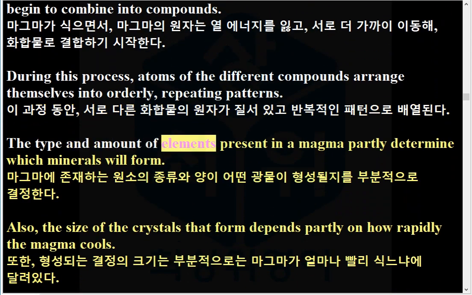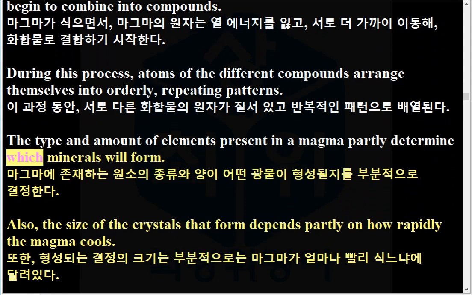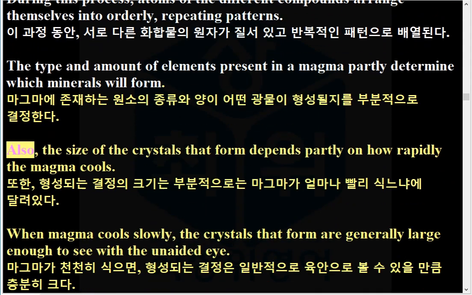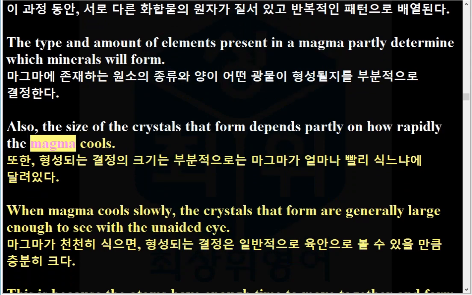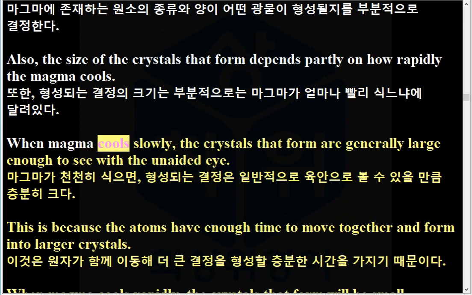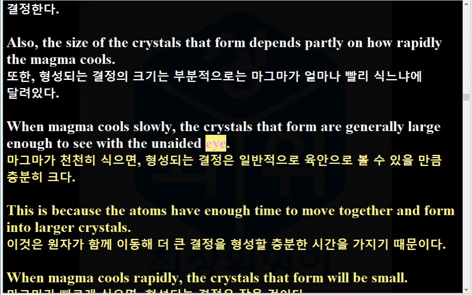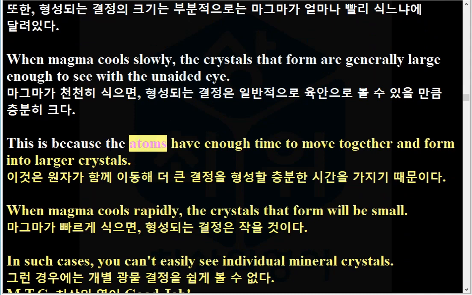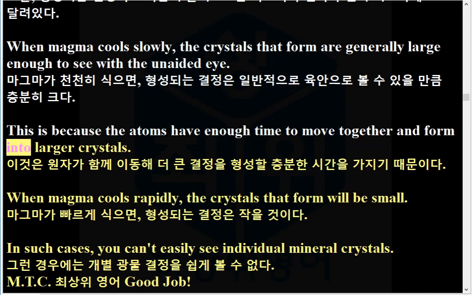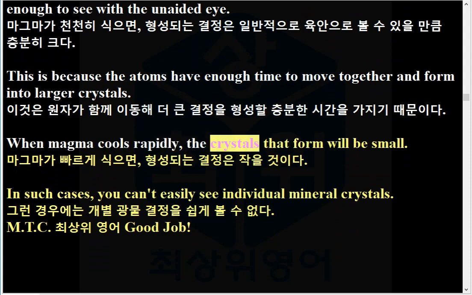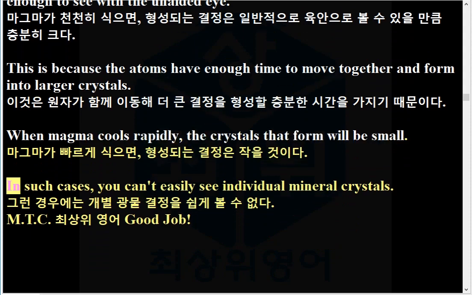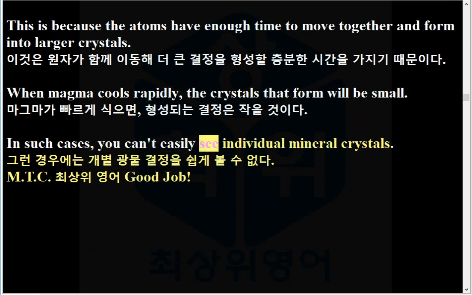The type and amount of elements present in a magma partly determine which minerals will form. Also, the size of the crystals that form depends partly on how rapidly the magma cools. When magma cools slowly, the crystals that form are generally large enough to see with the unaided eye. This is because the atoms have enough time to move together and form into larger crystals. When magma cools rapidly, the crystals that form will be small. In such cases, you can't easily see individual mineral crystals.